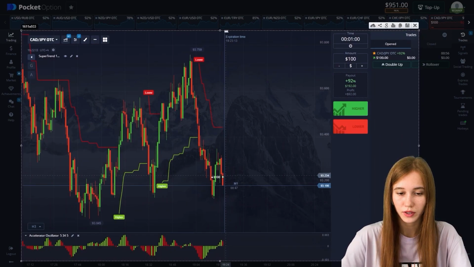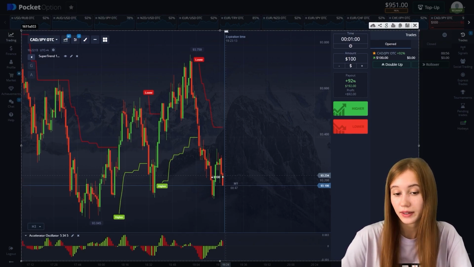So first, if we look at the oscillator, we clearly see that we have a certain period of uncertainty. Although if we had entered earlier, we would have opened with a profit because we had 2 good green bars. But we didn't have time.